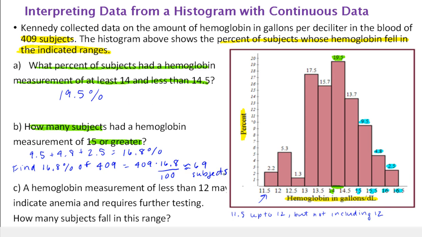Now let's look at the last one. A hemoglobin measurement of less than 12 may indicate anemia and requires further testing. How many subjects fall in this range? Less than 12, let's see where that's located. Here's 12. This bar includes 12 or higher, so not these values. We want strictly less than 12, which would be this bar right here. So we have 2.2%.